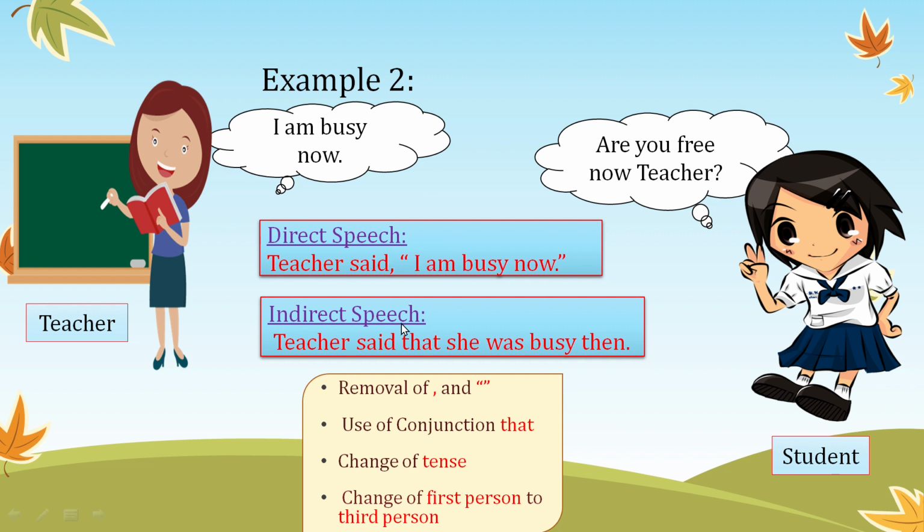Now let's convert it into indirect speech. The student will say, teacher said that. We have replaced this comma with a conjunction that. I is changed into she, third person. Am is in present. We have changed it into past tense. Was, busy. Now is again changed into then. Teacher said that she was busy then. Again, the changes that we have made in the indirect speech are removal of comma and quotation, use of conjunction that, change of tense, change of first person, that is I to she.